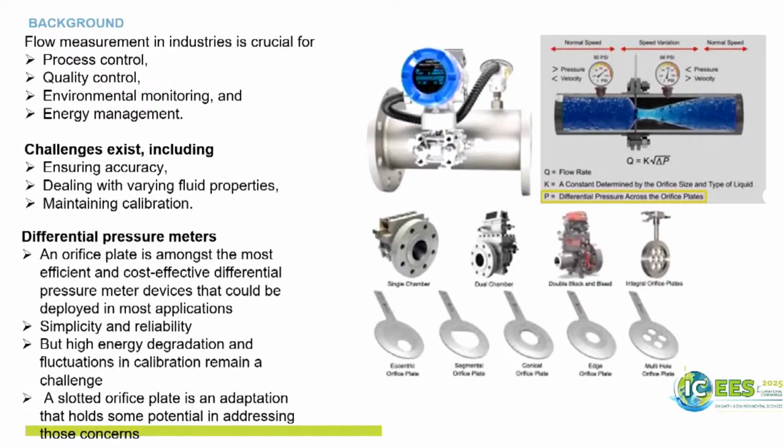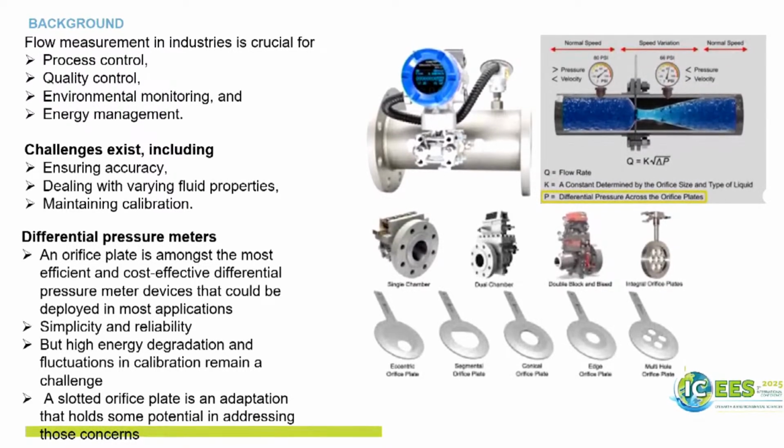The background to this study is flow metering, as I mentioned earlier. Flow measurement in industries is crucial for several reasons: process control, quality control, environmental monitoring, and energy management. But there exist challenges in this process, one of which is ensuring accuracy, and the second is dealing with varying fluid properties and maintaining calibration.